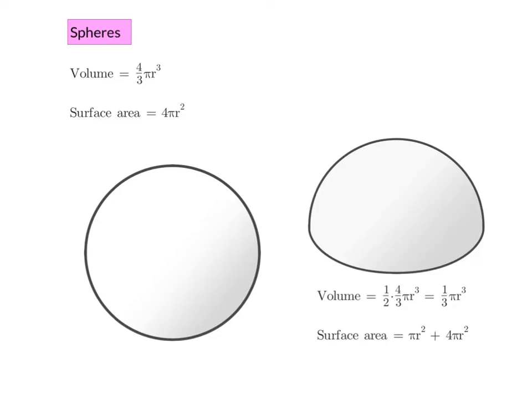Finally, let's look at the surface area and the volume of a sphere. The best thing about the surface area and volume of a sphere is you just have to learn the formula for them. So the volume is 4/3 pi r cubed, and the surface area is 4 pi r squared. So it's quite nice. All you really need for one of these is to know what the radius is. Now remember, a hemisphere is half of a sphere.